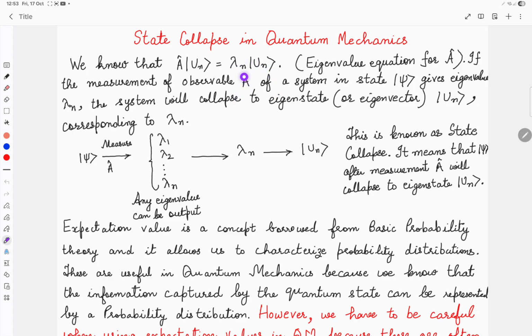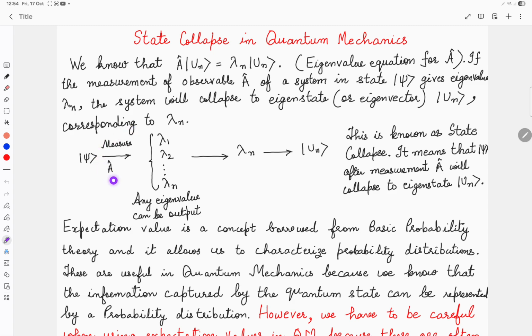So once we try to measure the quantum system or the observable A cap, when the system is in state ket psi, the state of the quantum system from ket psi will collapse to the eigenstate. Now, what is that eigenstate? That eigenstate is an eigenvector corresponding to the eigenvalue that we are measuring, and corresponding to that eigenvalue, eigenvector ket un will be there, and this eigenvector will be called the eigenstate.